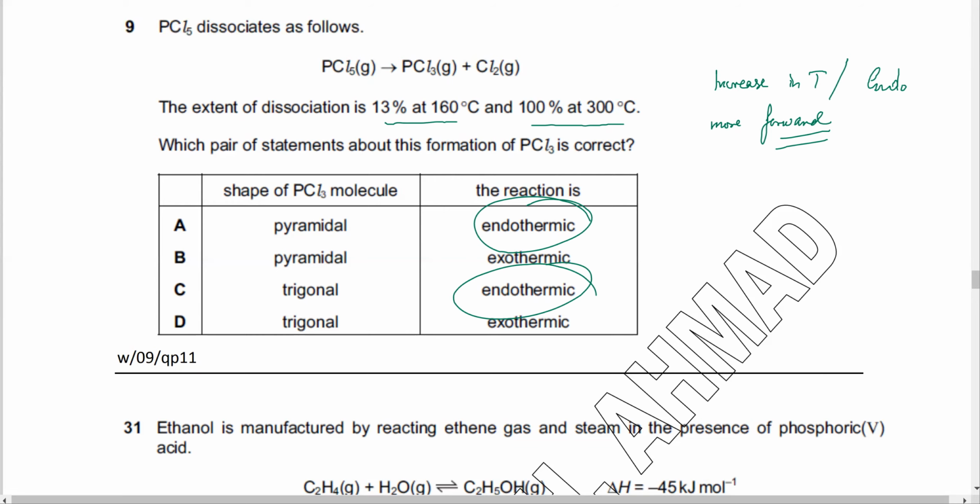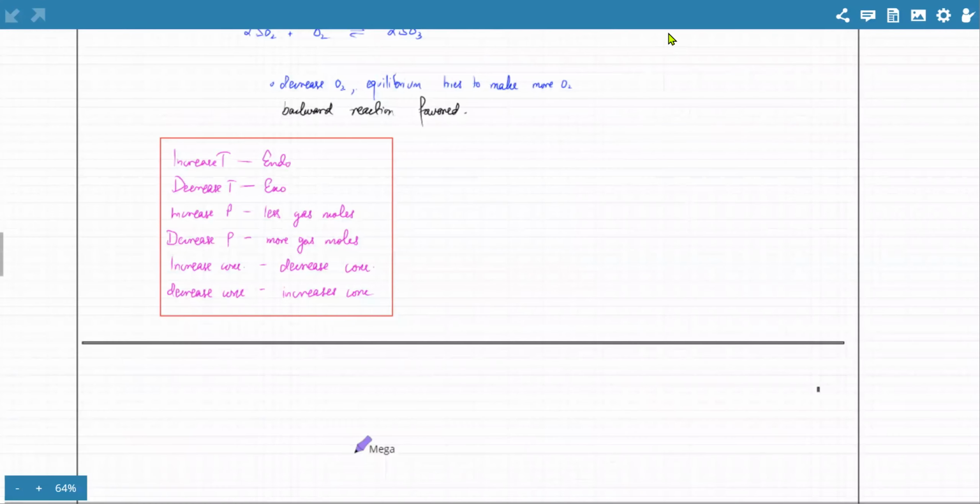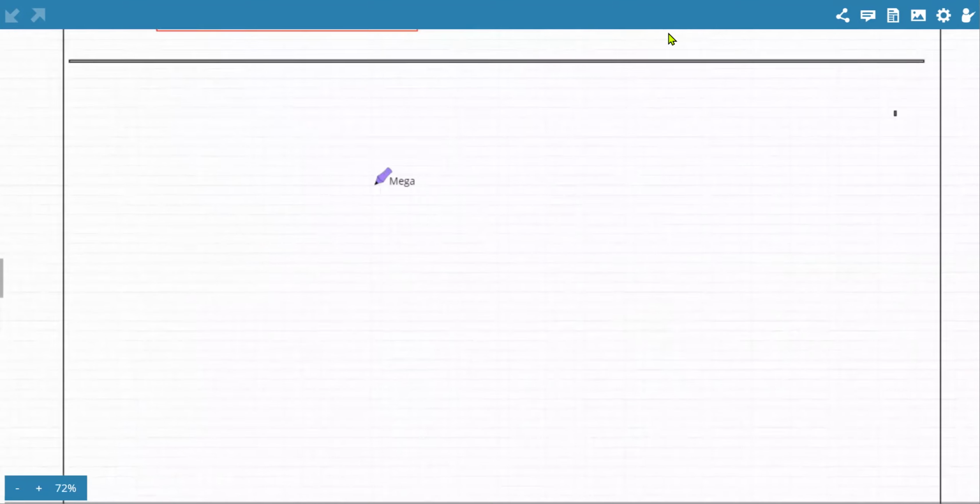So we can now move on to the next thing. Okay, I'll send you the worksheet. I'll send you the worksheet for Le Chatelier's principle, and we can move to the next thing, which is equilibrium constant. If things are at equilibrium, we can start talking about equilibrium constant.